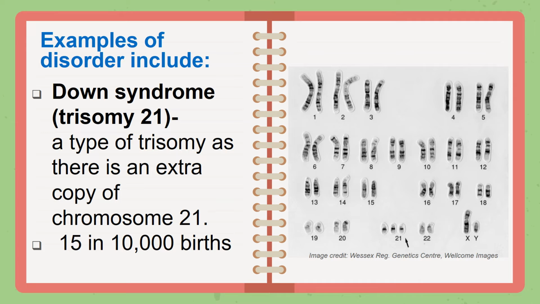Examples of disorders include Down syndrome, or what we call trisomy 21. It is a type of trisomy as there is an extra copy of chromosome 21. If you look at the karyotype at the right, we can see that there is an extra copy of chromosome 21. So it happens in 15 in every 10,000 births.